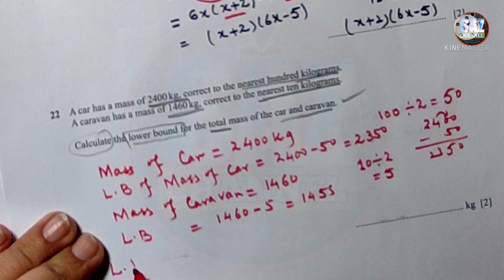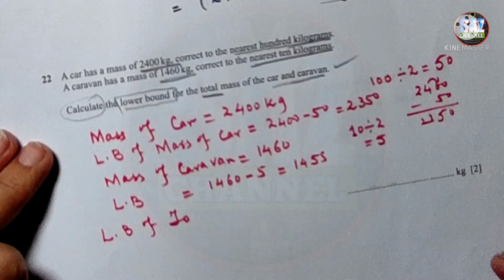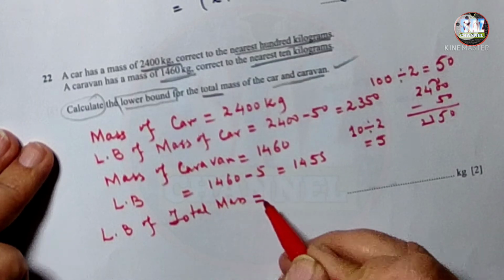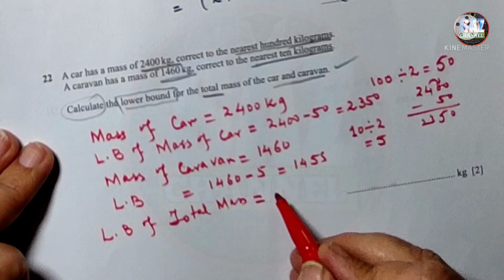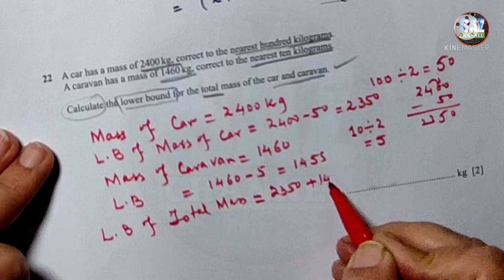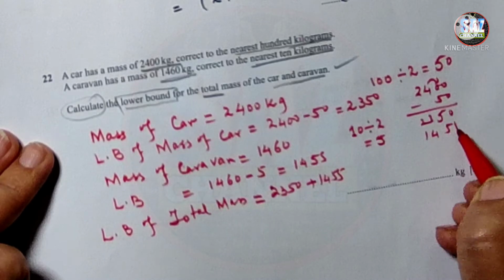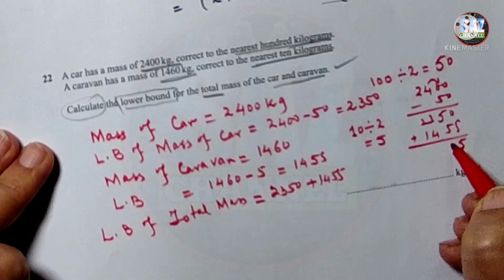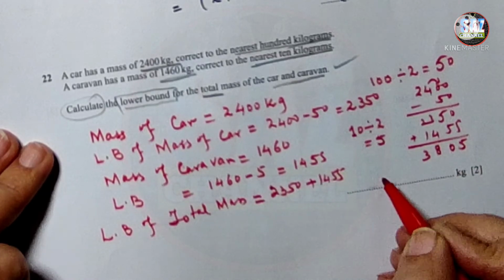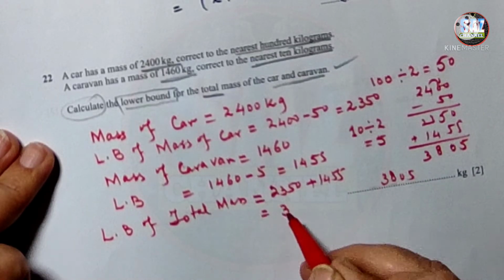Lower bound of total mass equals lower bound of car, that is 2350, plus 1455. Okay, 2350 and 1455, I have to add them up. 5 plus 5 is 10, 4 plus 3 is 7, and 1 8, and 3805 kg. And I have to complete my working here as well.